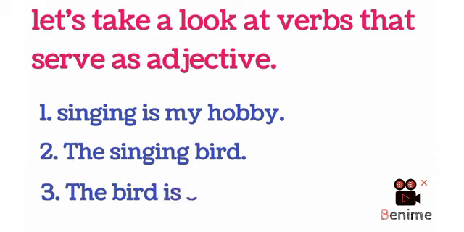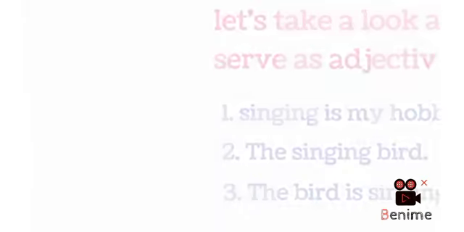Singing stands as a gerund. In the second sentence, the singing bird. In this sentence too, there's no action. So the singing here describes the bird. We are talking about the singing bird. Now, in the third sentence, we have the bird is singing. So, in this sentence, we have the action of the bird singing. So, in the third sentence, singing stands as a verb.